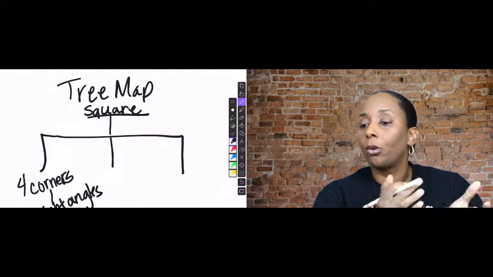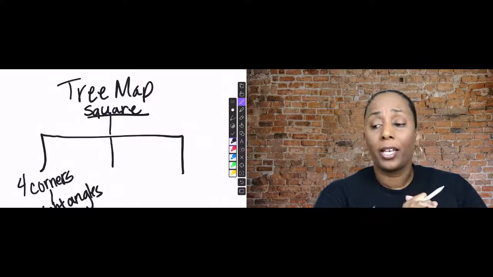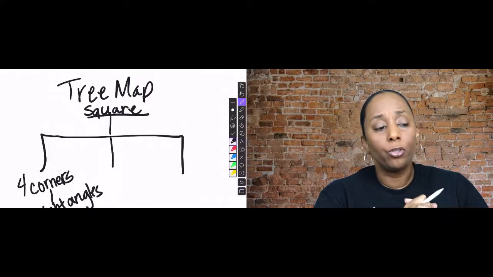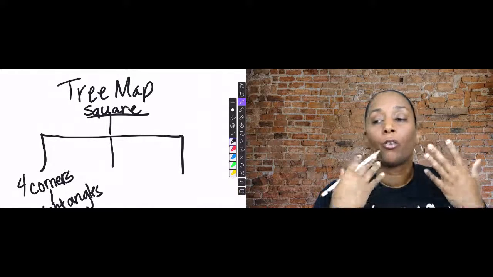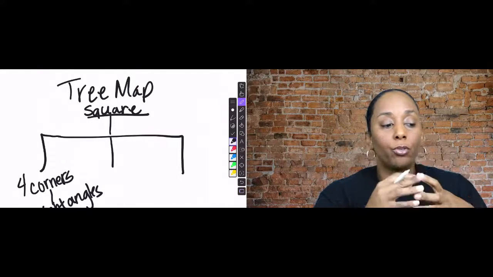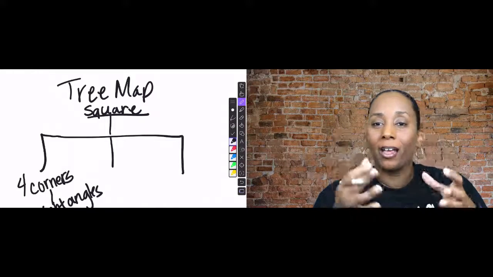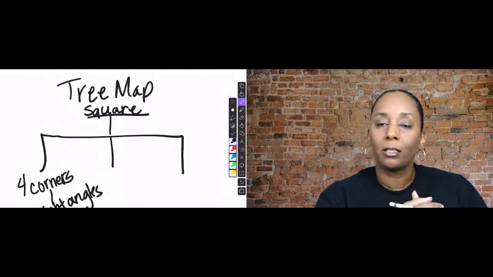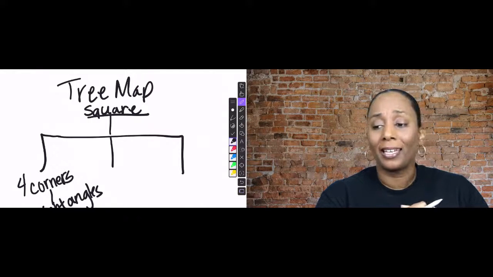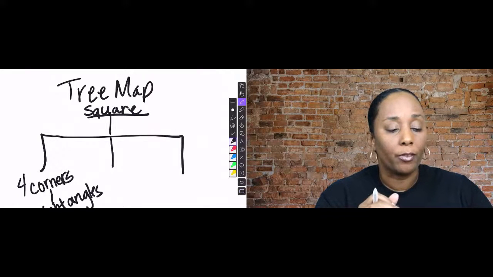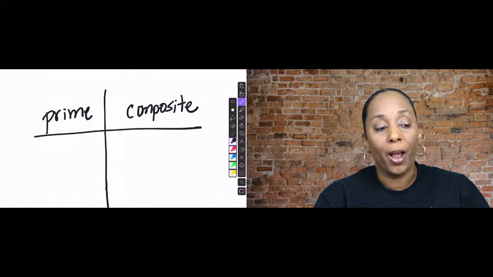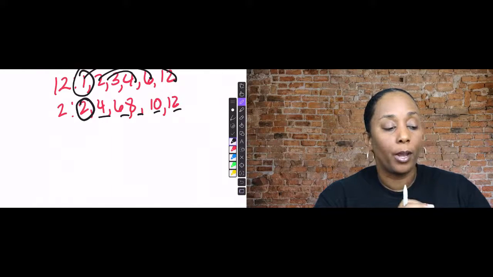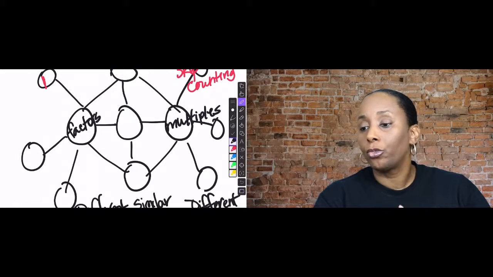So if you're talking about those different attributes, which our kids struggle with anyway, you might want to use some of these graphic organizers for the students to actually gather their thoughts, take what they know, and organize it in a way that makes sense to them. And it's something that they can actually use. So you have the tree map. You can use prime and composite in a T chart. You can use your double bubble map.